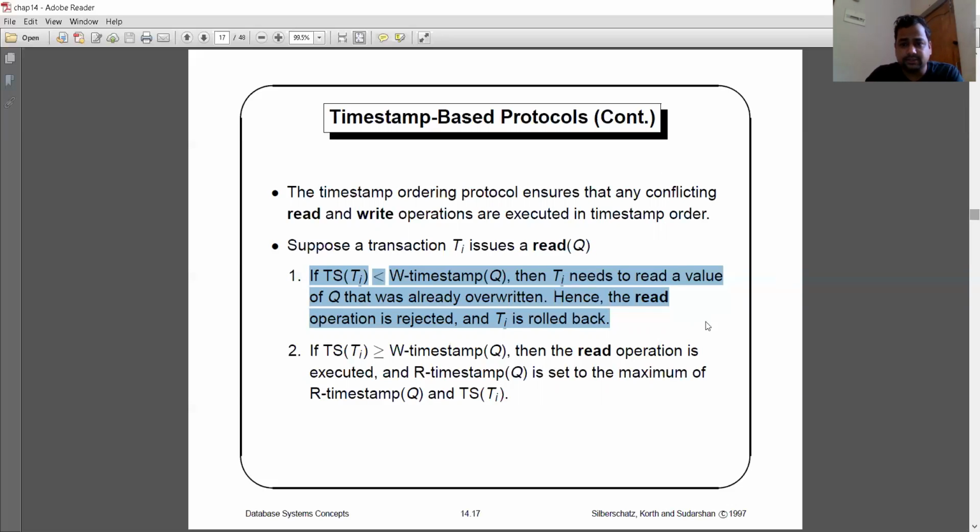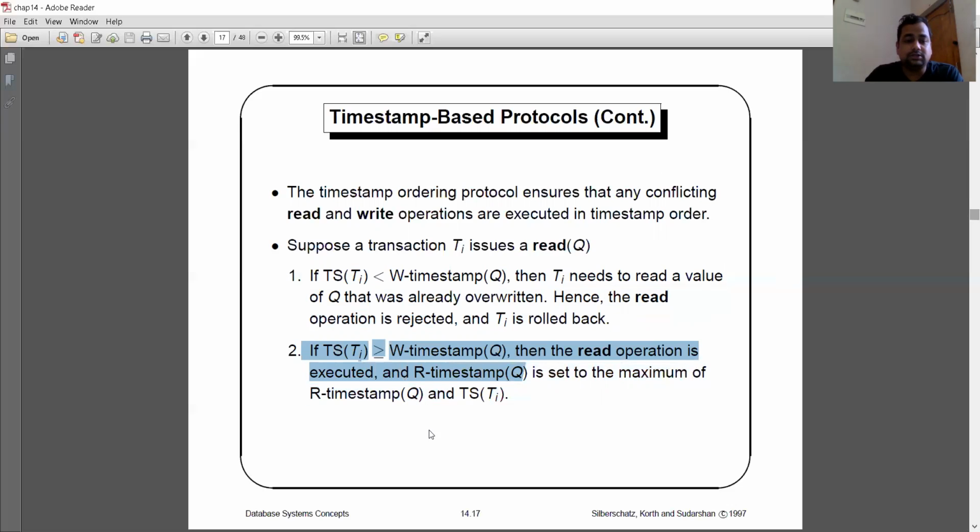What exactly is the meaning of "Ti is rolled back"? That means Ti has to be started from the beginning. Normal execution is not possible; it has to go from the beginning phase. The first condition is over. Now the second condition.